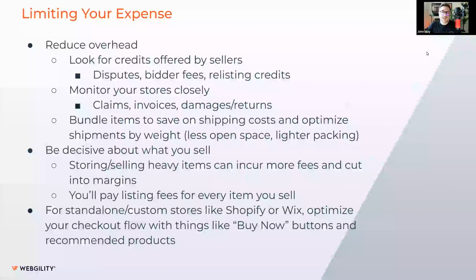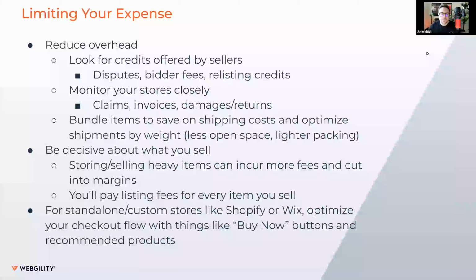And so we'll talk about limiting the expense. With expenses, there's stuff that you're going to have to do no matter what, right? Like you're going to have to pay listing fees. You're going to have to pay your referral fees. And when chargebacks come up, there's a lot of unavoidable expenses that you're going to run into. But there are things that you can do to filter out that noise and lower it as much as possible, just to minimize the impact that it's having on your profit.